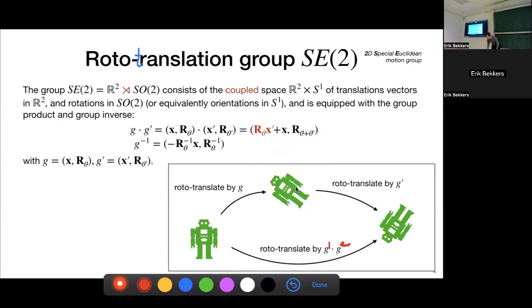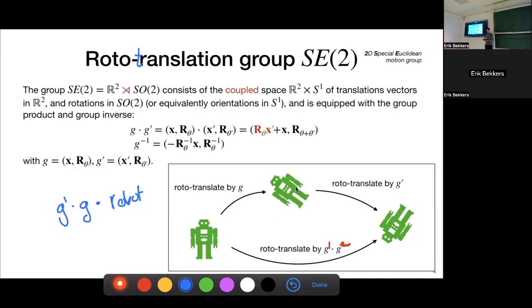Because we first apply G, and then we apply G prime. It's like with the robot, usually we say, let the group act on the left side, just like matrix vector multiplication, and then we apply another transformation, G prime. So the order was a bit off in this slide.